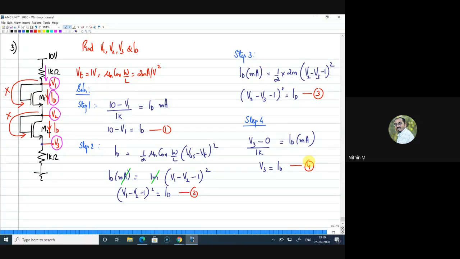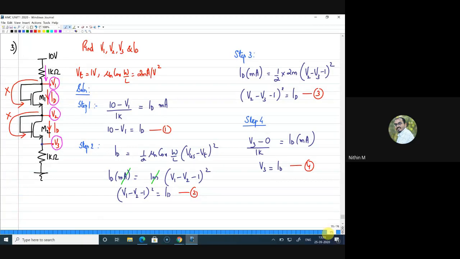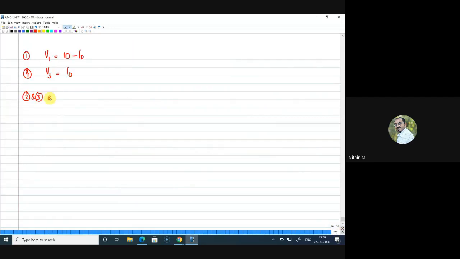Yes. Now you have 4 equations. You can solve in your own way. I will leave that to you guys, and I will solve in whatever way I want. From my first equation I will keep V1 equal to 10 minus ID as it is, and from my fourth equation I will keep V3 equal to ID as it is. Now I will take equations 2 and 3 and solve them. 2 and 3 say V1 minus V2 minus 1 the whole square equal to ID. I can equate 2 and 3 because both are equated to current.